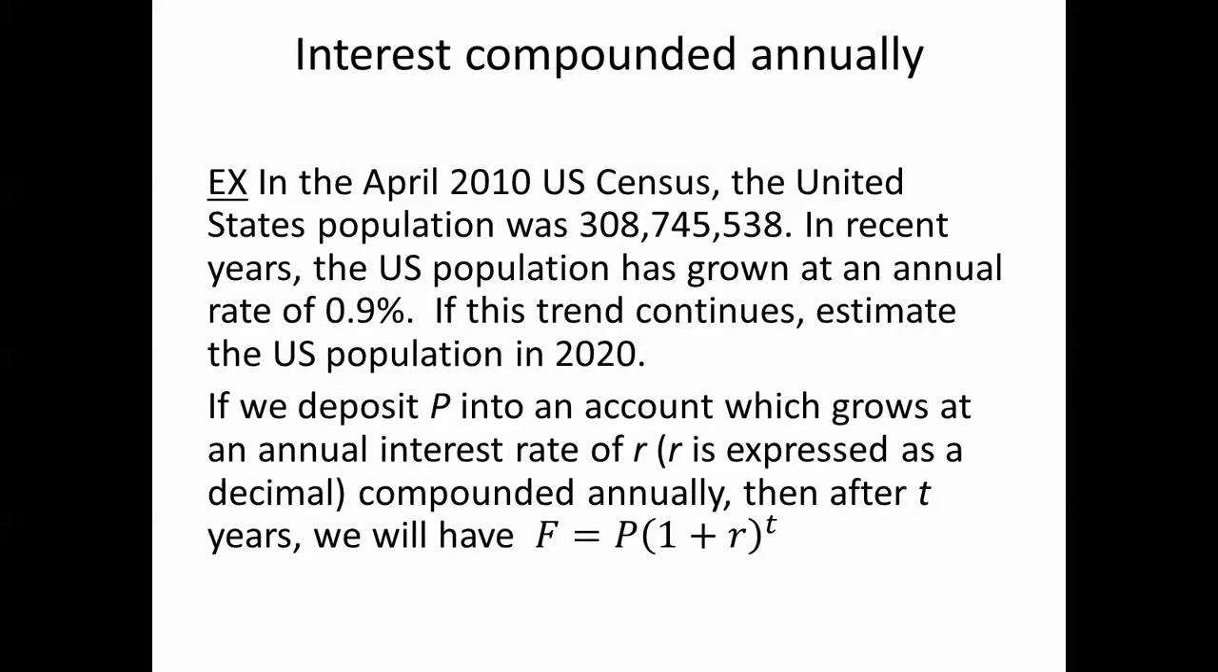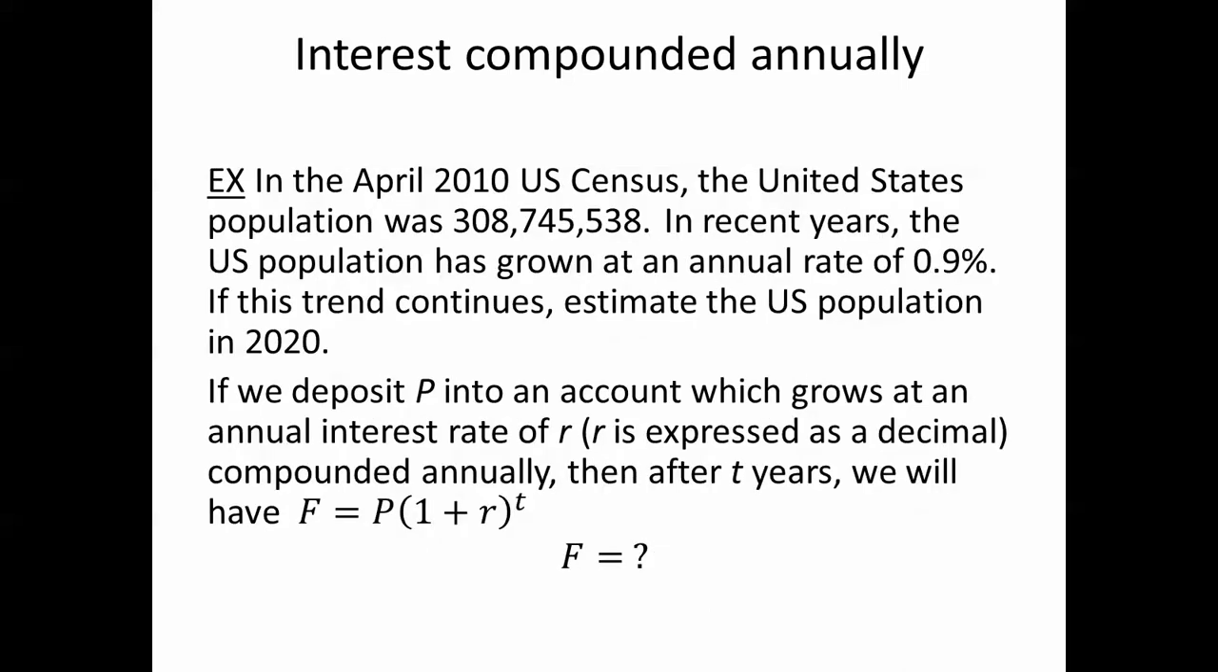Okay, again, use the same formula. Whether it's a growing bank account or a growing population, we use that same formula. In this case, F is what we don't know. We don't know what the population is going to be in the future. We know what the initial population is, 308,745,538. R equals 0.009.